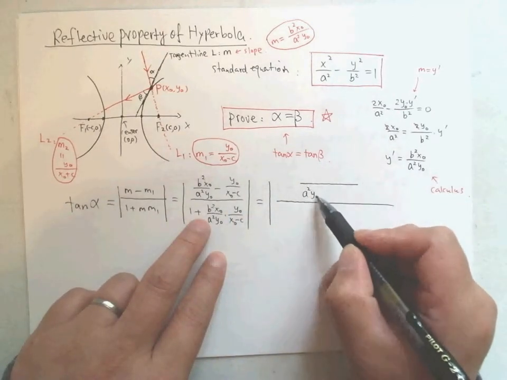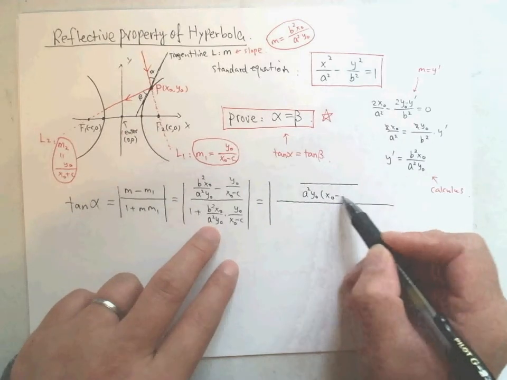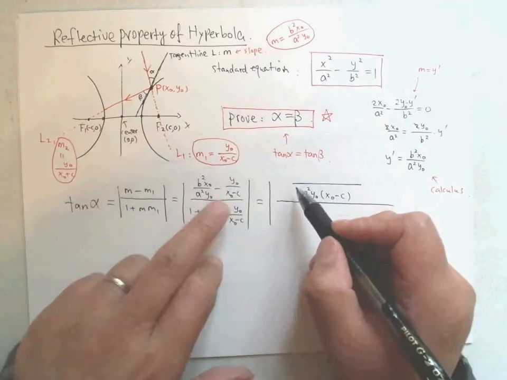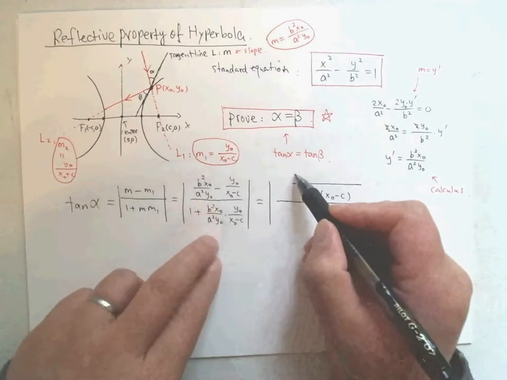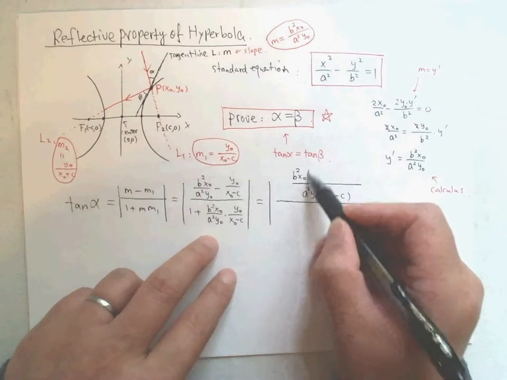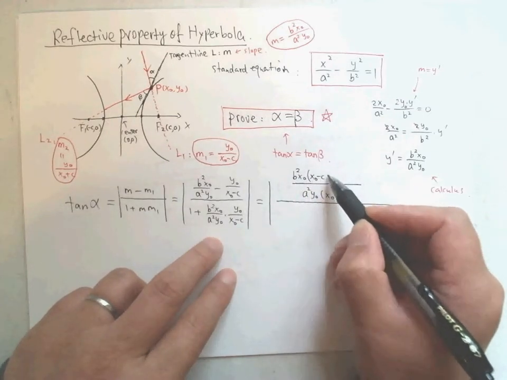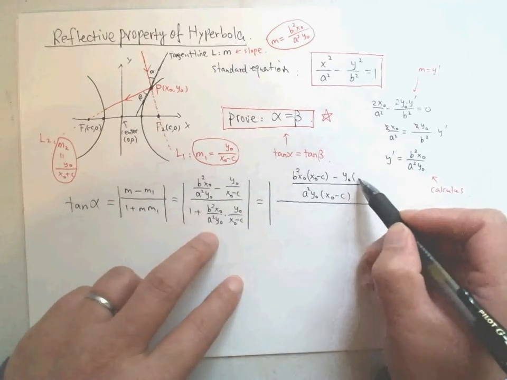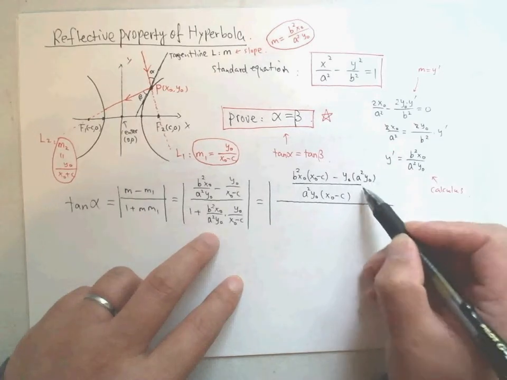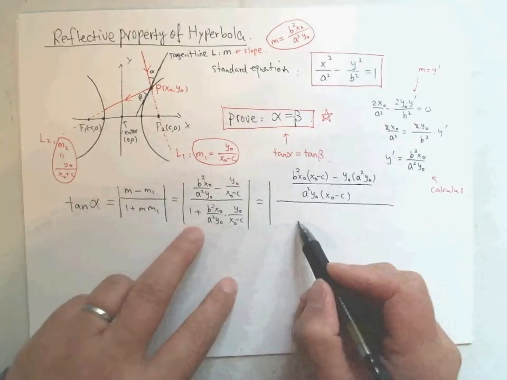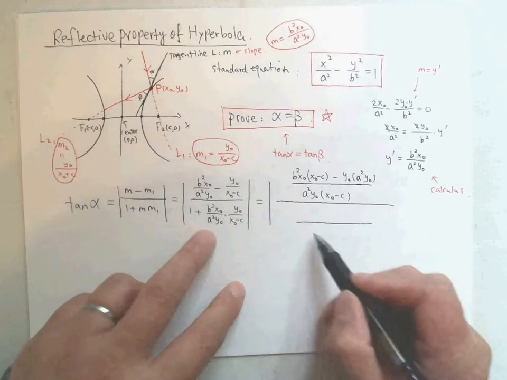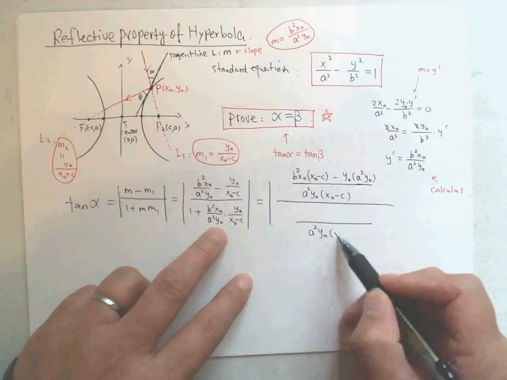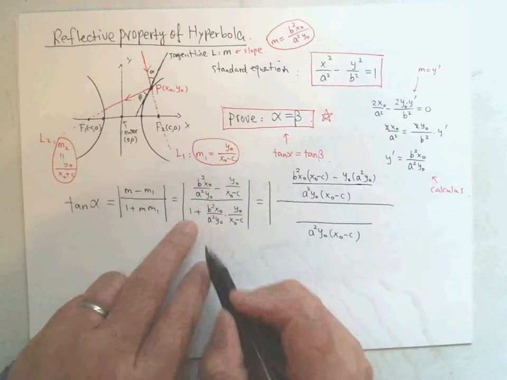So here goes a square y0 times x0 minus c, right? I'm going to combine the fraction on the top, and then it should be this times this, which means b square x0 times x0 minus c, and then minus y0, right? Okay, so I say y0 times a square y0. This is the top. The bottom I also going to do compound. So this times this is a square y0 times x0 minus c.